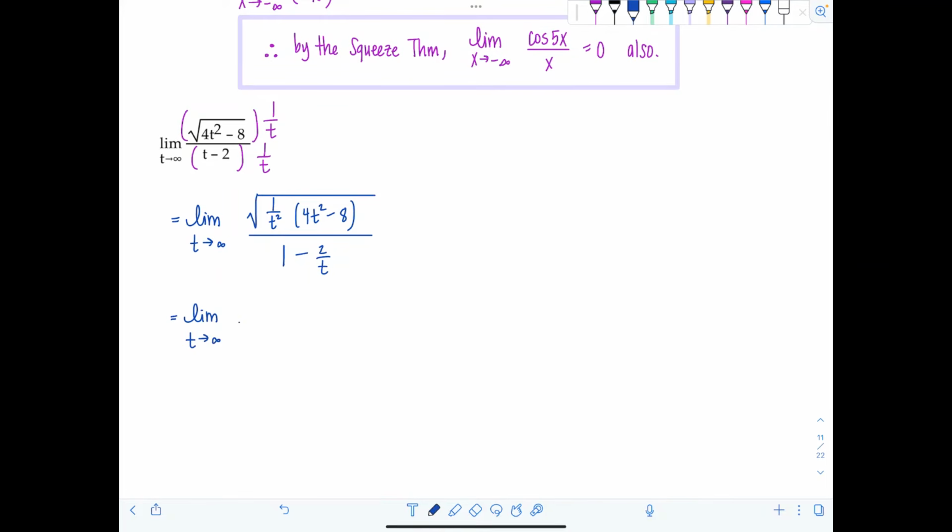So limit t goes to infinity. I have radical 4 minus 8 over t squared over 1 minus 2 over t, and then 8 over t squared, that's going to go to 0. 2 over t, that goes to 0. So I just have square root of 4 over 1, which is 2. Oh, that was harmless, right?